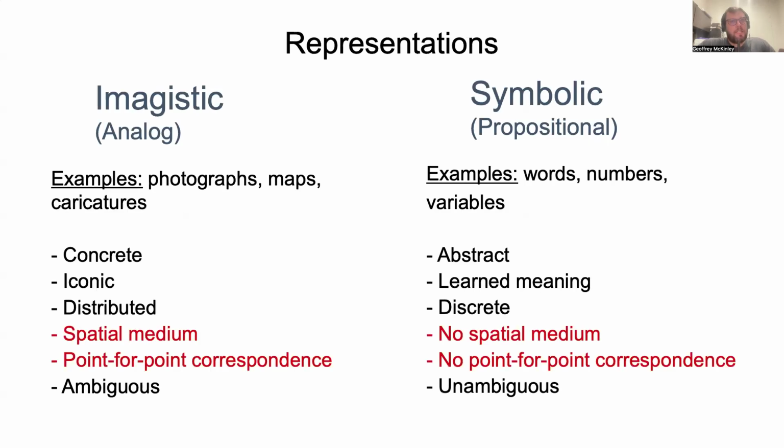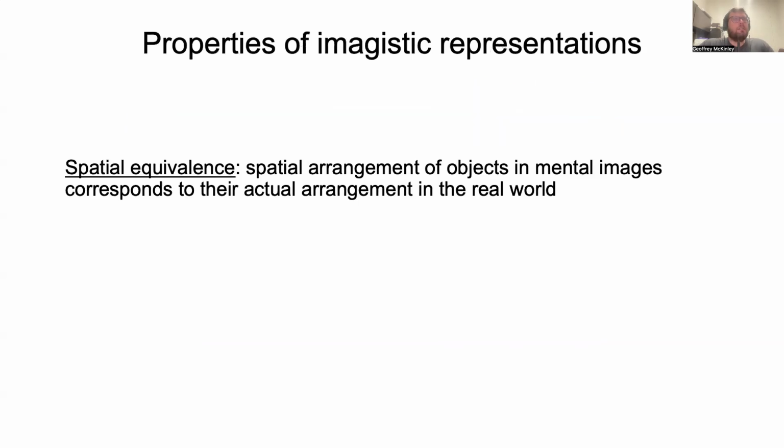So we talked about these. Let's focus on spatial medium and point for point correspondence. Imagistic representations have a spatial medium associated with them, and each point in your representation should correspond to a point in the referent. Whereas symbolic representations don't have a spatial medium, and so of course there'd be no point for point correspondence.